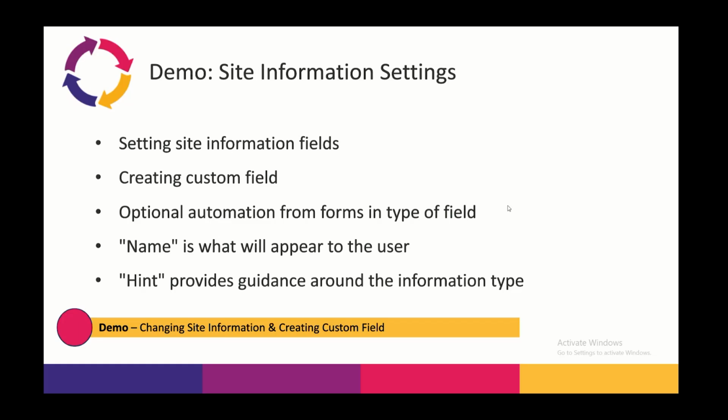Okay, so site information settings: setting site information fields, creating custom fields, optional automation from forms and types of fields. We'll see this in a sec, how to essentially add custom fields. The name of the custom field is what will appear to the user, so that will just be something like capacity, and hint, you can also preset to provide some guidance here. So let's just quickly have a look at how to do that.